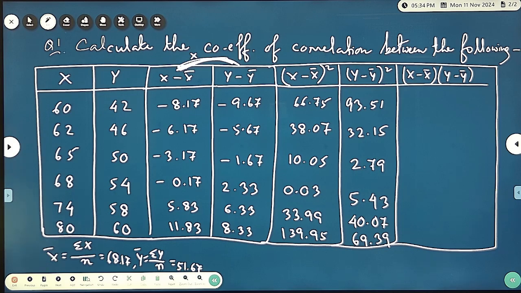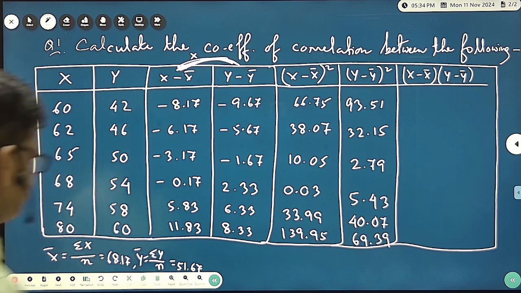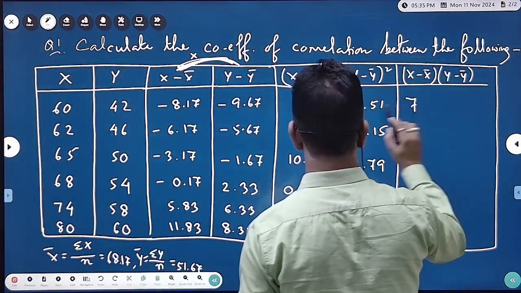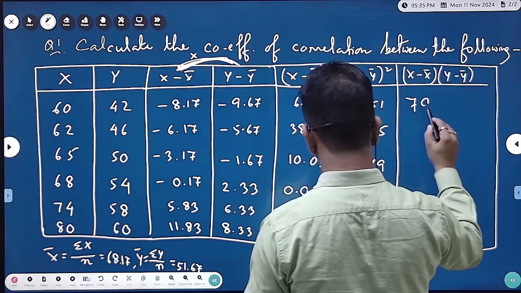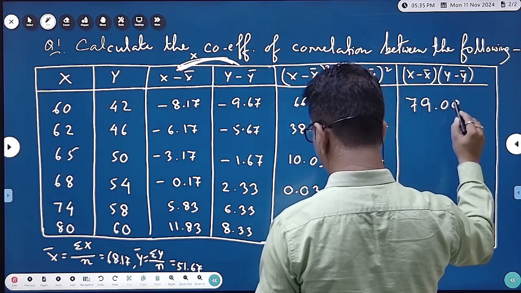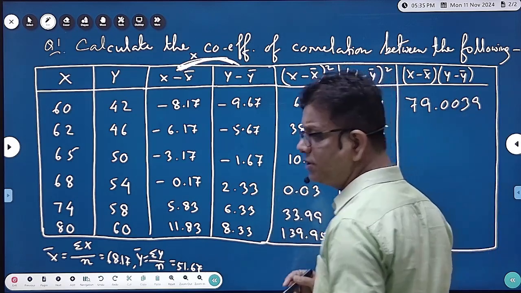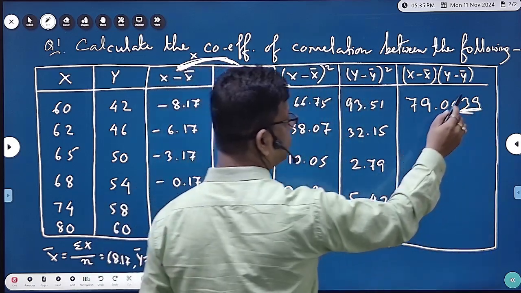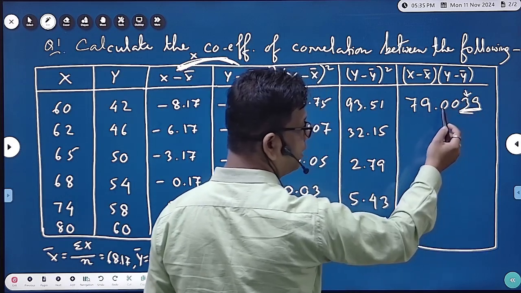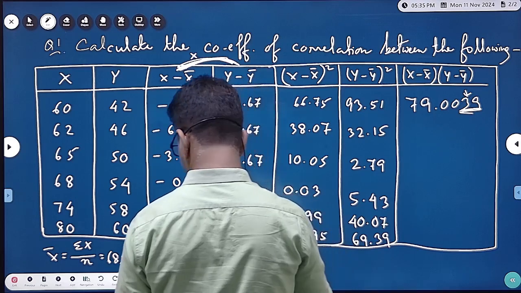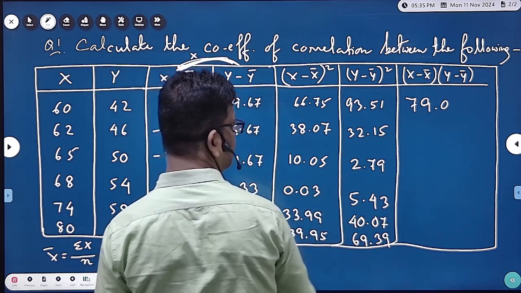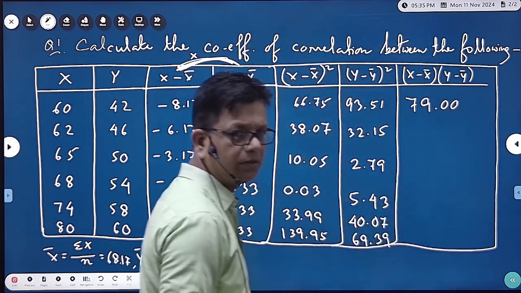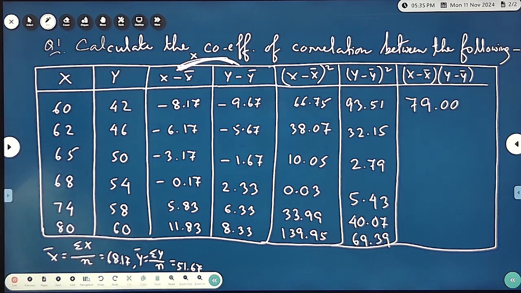For example, 8.17 into 9.67. If you multiply those two, it will be 79.0039. Yes or no? So all these numbers you can skip. These two numbers you can skip. And since it is 3, as you all know, since it is less than 5, you can write up to 79.00. Because 3, we don't have to add it. Yes or no? If it is 5 and above, 1 will be added.